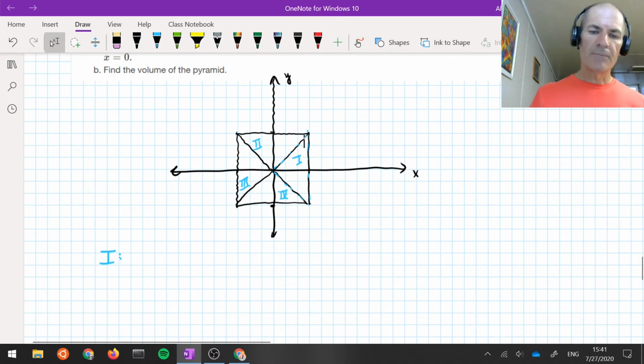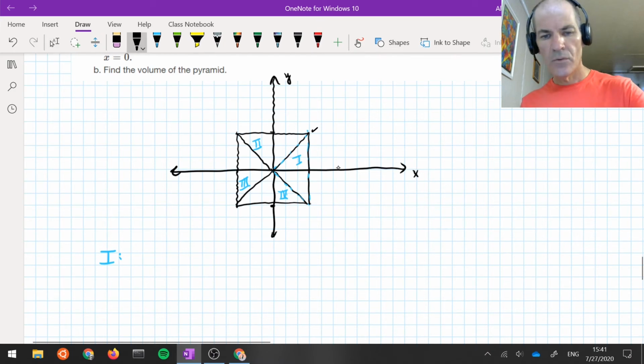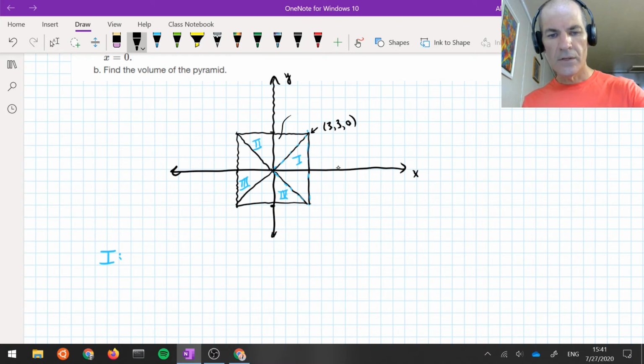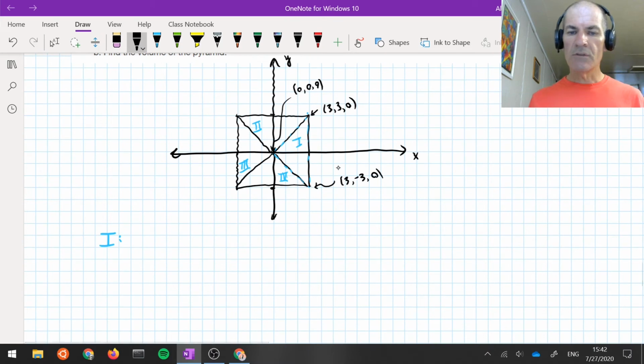How are we going to do that? Well, we know three of the points on this plane. We know that this point is actually 3, 3, 0. We know that this point, the peak, is 0, 0, 9, and we know that this point is actually 3, negative 3, 0. Given 3 points, as a bit of review here, you should be able to compute the equation of the plane that contains those 3 points.